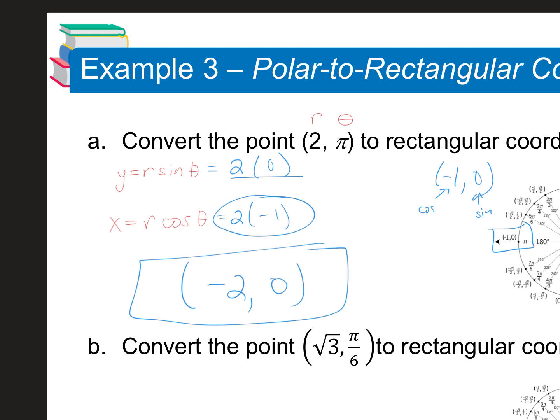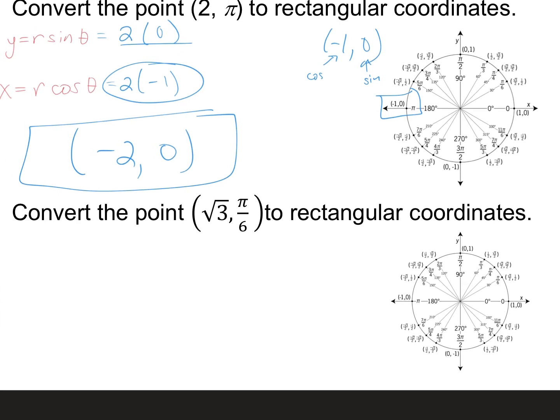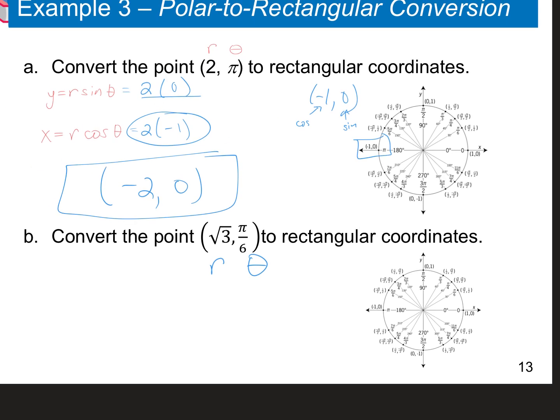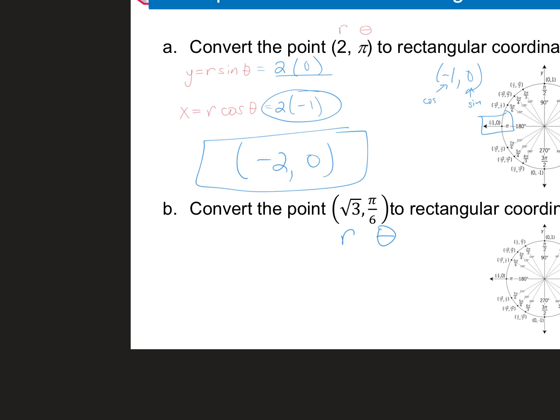All right, we're going to do a couple of these. We're going to convert the point. Letter B says convert the point from √3, pi over 6. So I know that my r value is √3, and I know that my theta is pi over 6. So I'm going to write my two formulas. If you want to write x first, if it makes you feel better because your point is xy, that's fine. So I have y and x. So x is r times the cosine of theta, and y is r times the sine of theta.